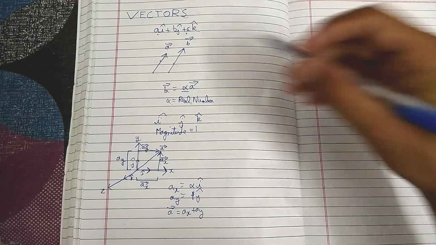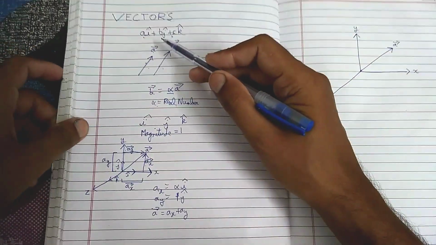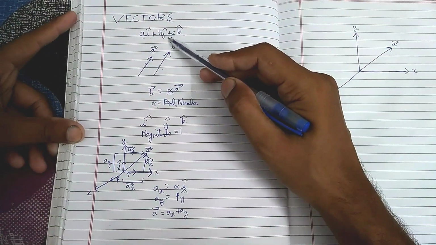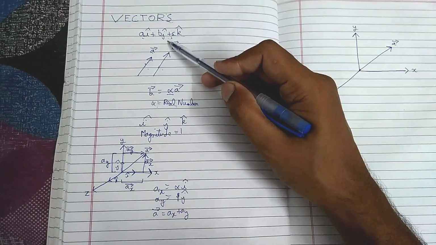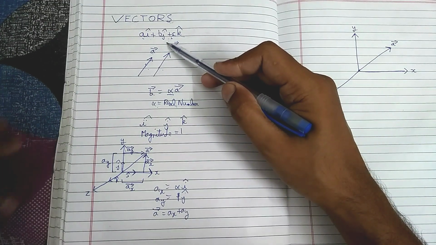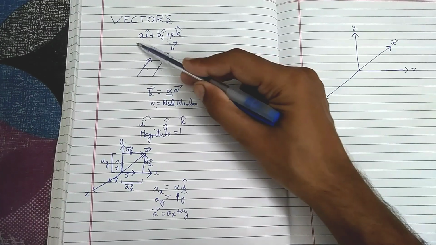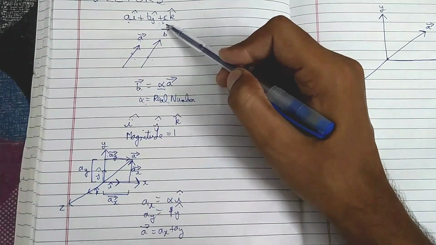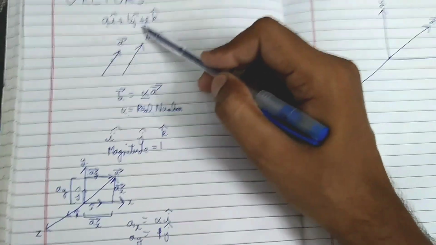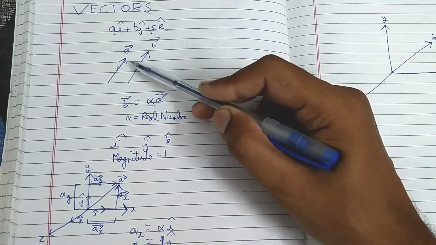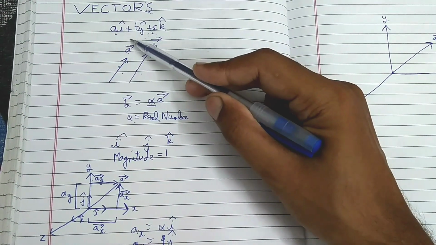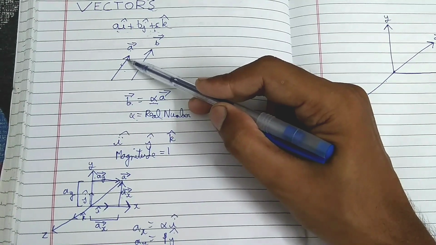So there is a thing called vectors. If you have studied vectors, you must know that vectors have this general form, ai plus bj plus ck. So today we will learn why these vectors have this form only and not some other form. This came from the concept of parallel vectors.